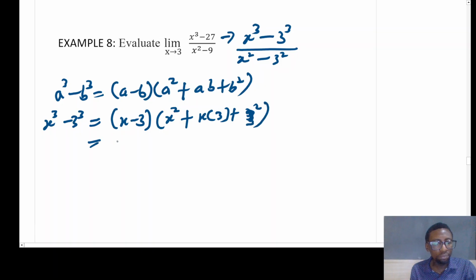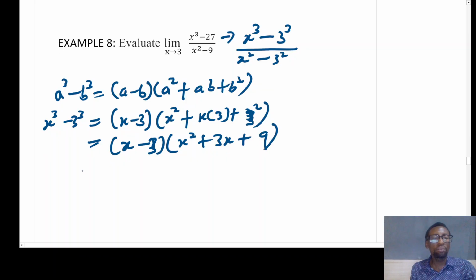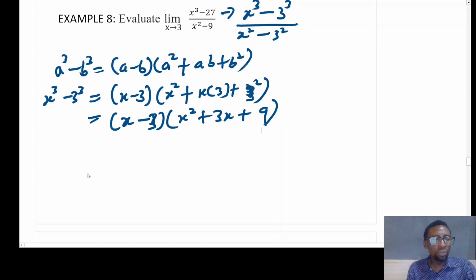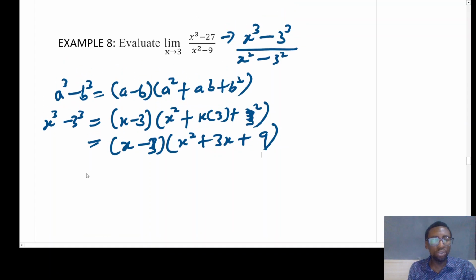So that will give us x minus 3, bracket x squared plus 3x plus 9. Okay, so that is the factorized form for x cubed minus 3 cubed. So let's go back to the question. Let me use a different thing so that you can see clearly. The question is x cubed minus 27. So x cubed minus 27 is not this now.